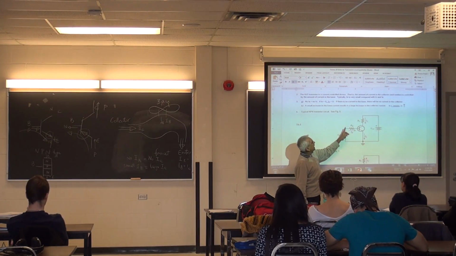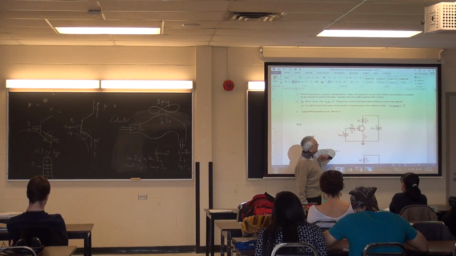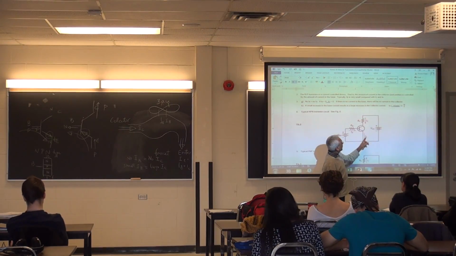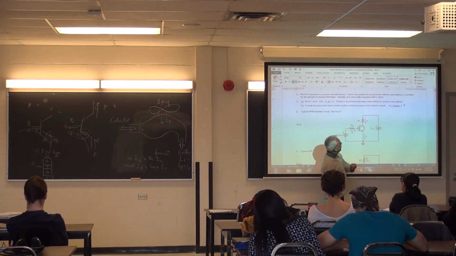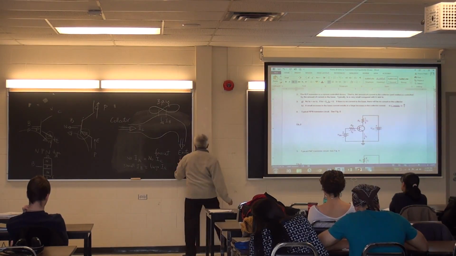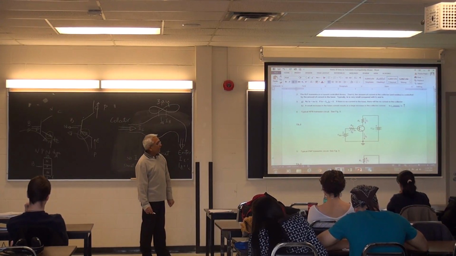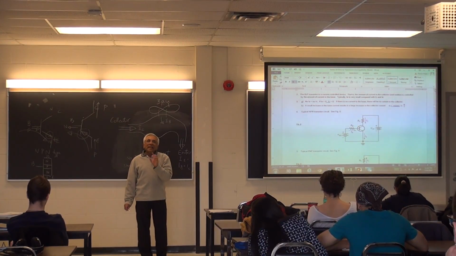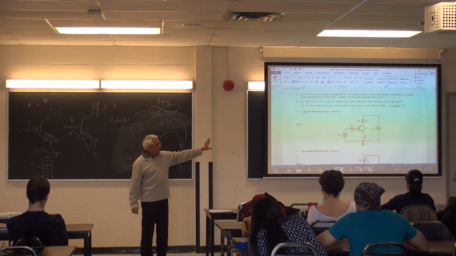VBB provides the current on the base side. VCC provides the current on the collector side. And the two are going to combine into a value IE, which is what we're saying here. IE is IB plus IC. Everybody see that? So, that's a typical NPN circuit.